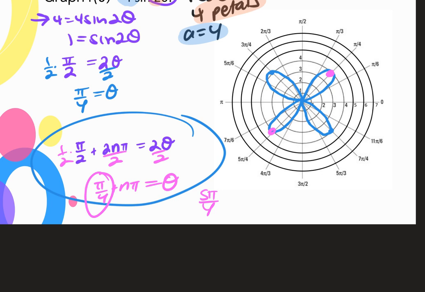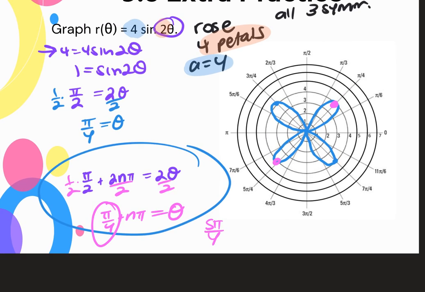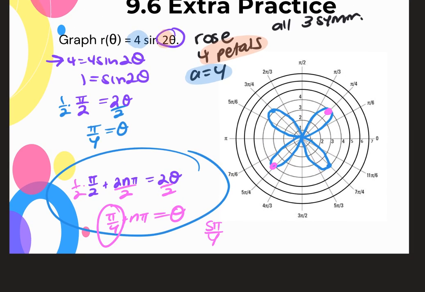So again, if it's even, because you have all 3 types of symmetry, you really should only have to find 1 petal and you can reflect it. But if it was odd, I would solve it using the multiple angle process to find all the other ones. Otherwise, you're plugging in points.